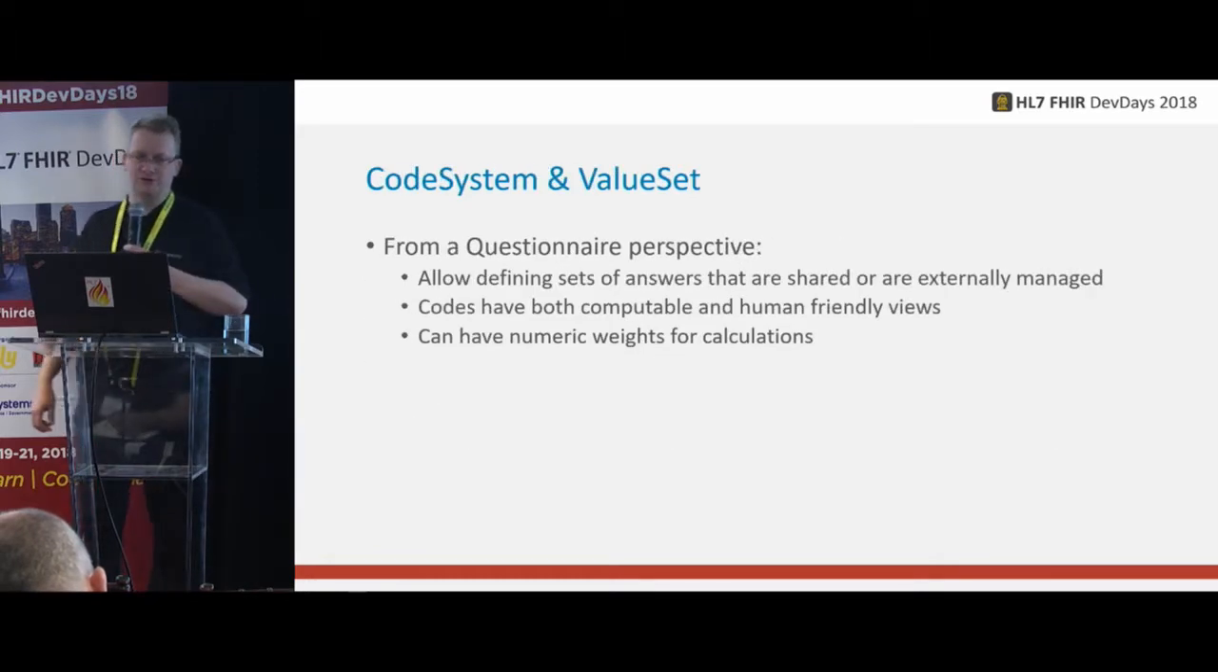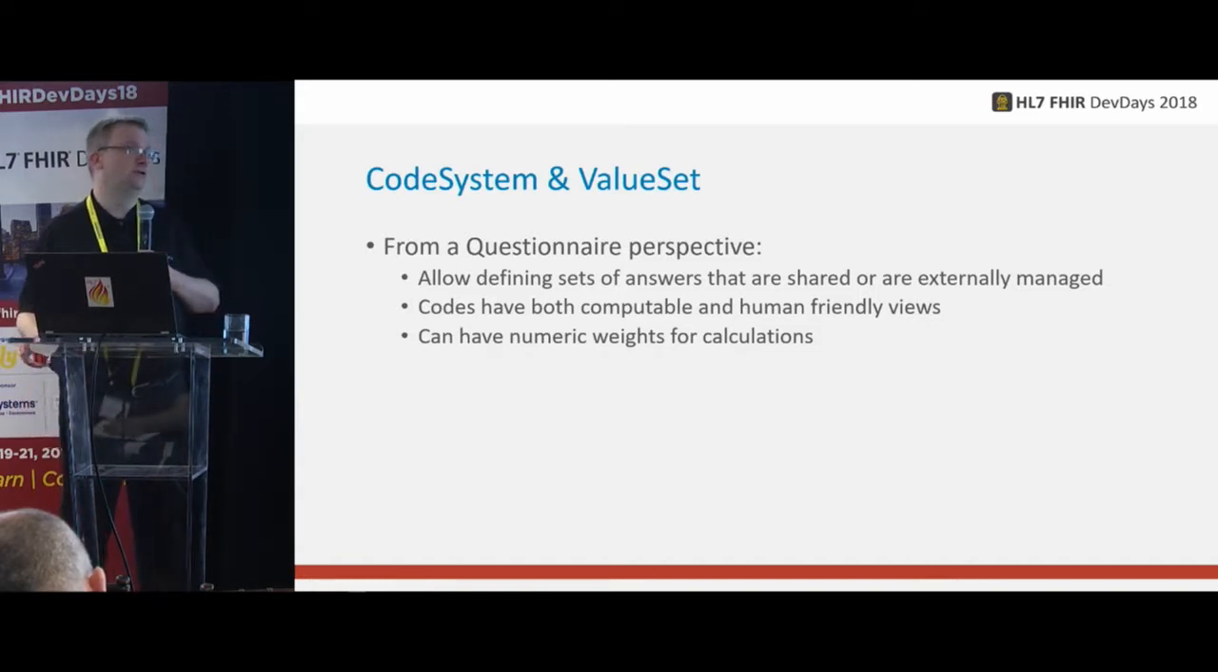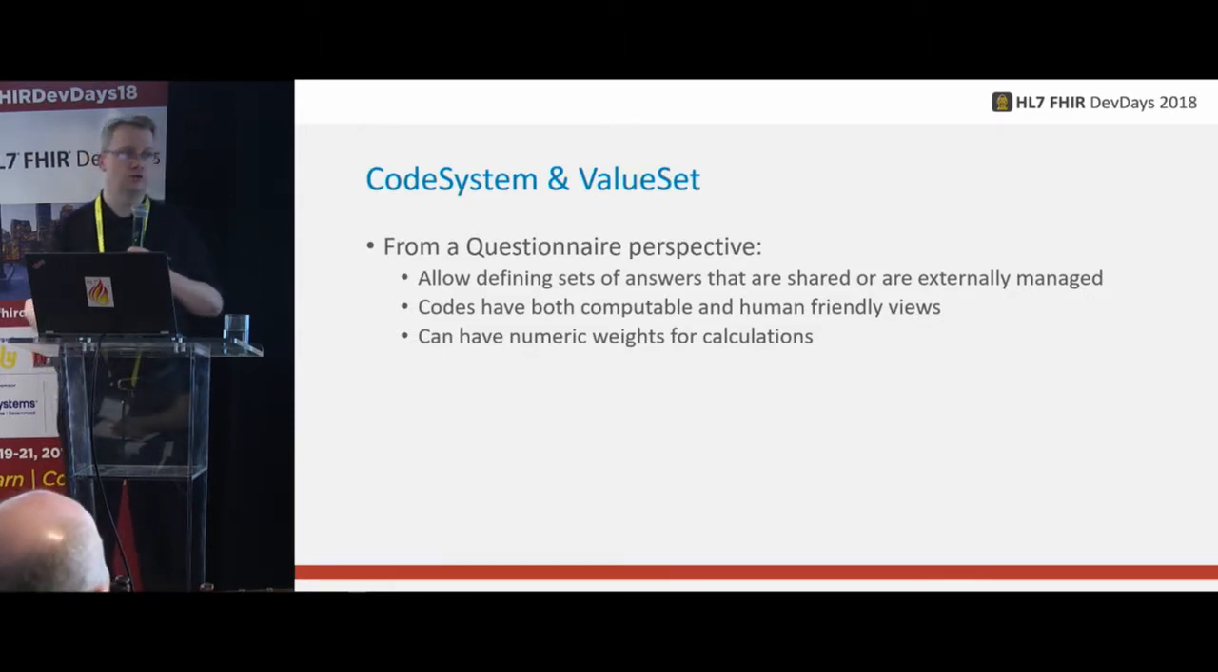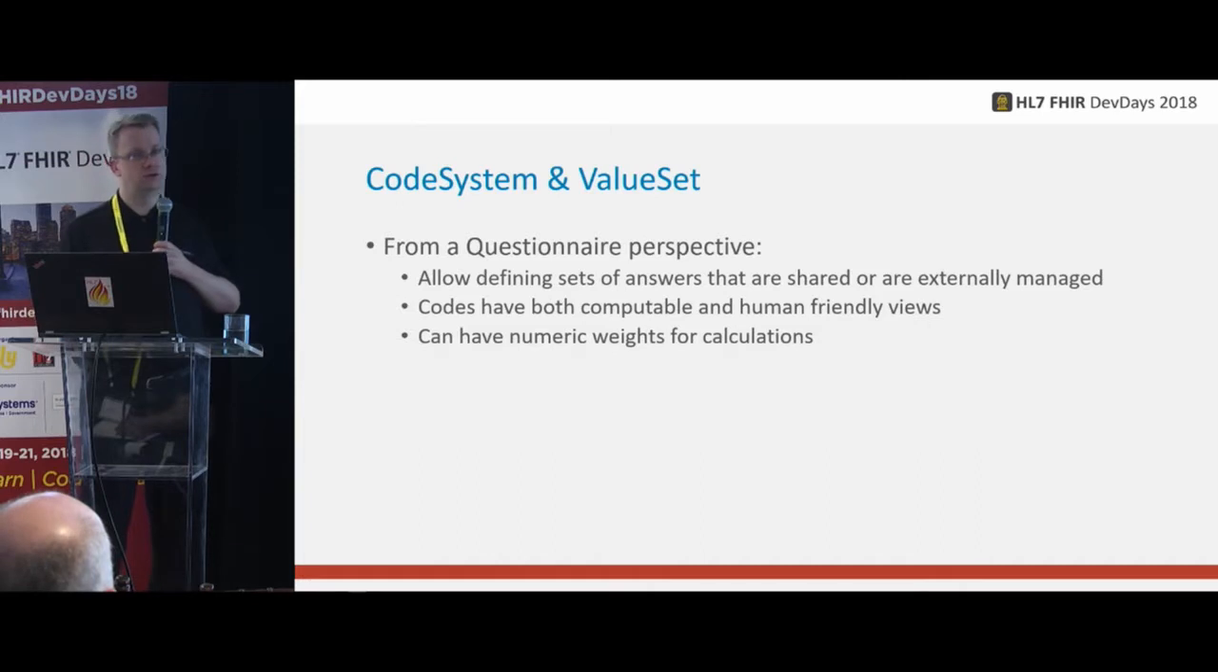Last resource we'll touch on just a tiny bit, or two resources actually, are code system and value set. They do all sorts of weird and wild and wonderful things. We care about them in the questionnaire world because on occasion we will use these resources to define allowed answers.